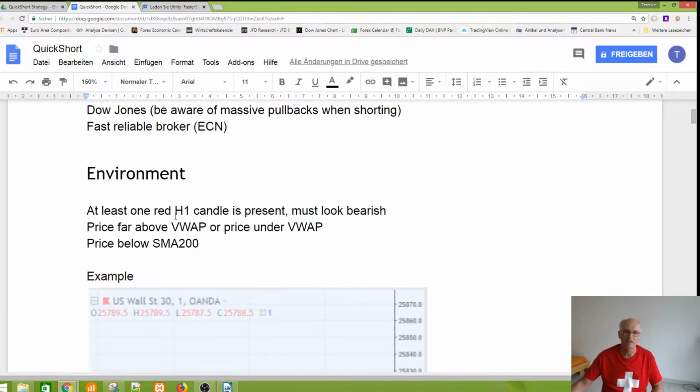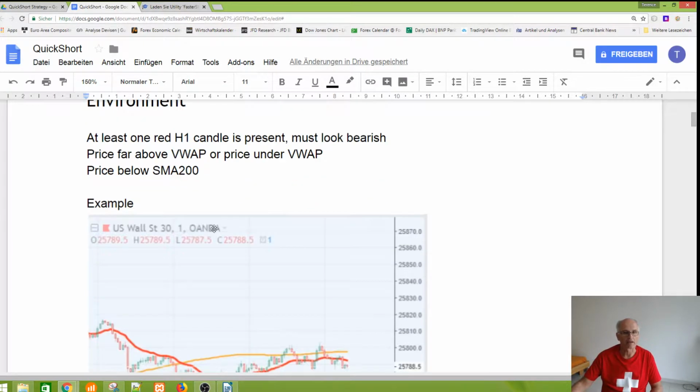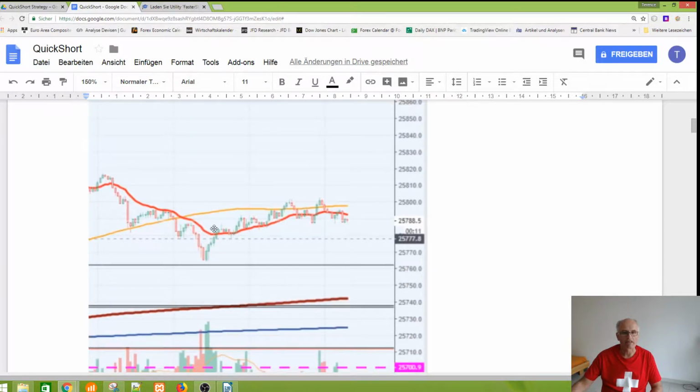Yes, the environment, you just check the hourly chart before, maybe one or two red hourly candles would be good. The price is, for example, far above the VWAP, or the price is under the VWAP. VWAP is the average volume weighted price. It is this blue line. Here it's far away from the VWAP. That's good because there is a big possibility to fall. VWAP is like an equilibrium price.